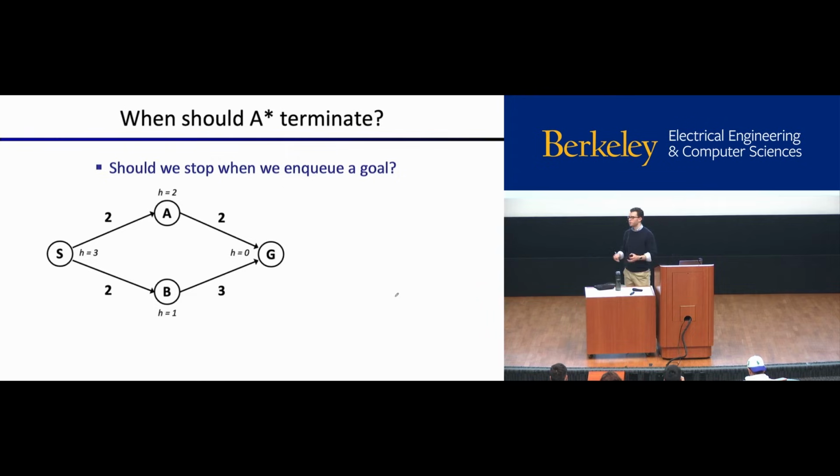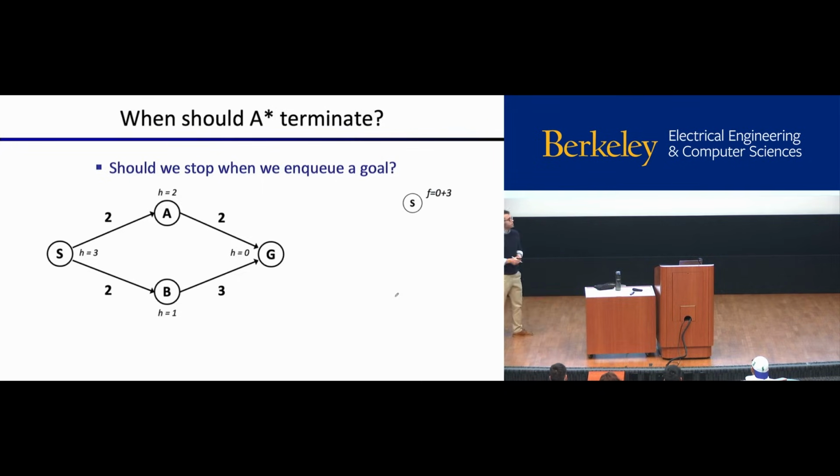So I keep saying we see the goal, we're done. Is that the time that we're really done? Like, are we sure about this? Someone asked the question. They didn't think maybe that was the best idea. Should we stop when we enqueue a goal? I don't know. Let's go through another example and see what could go wrong.